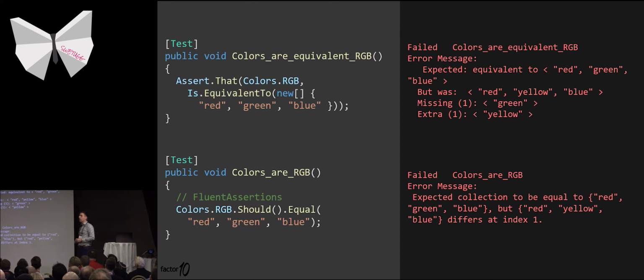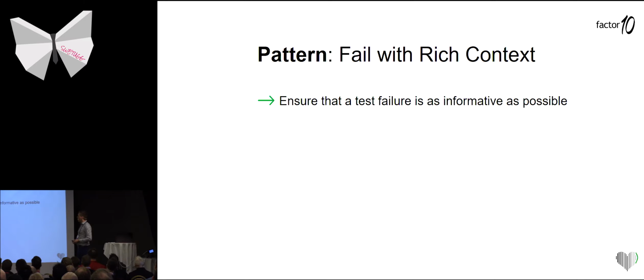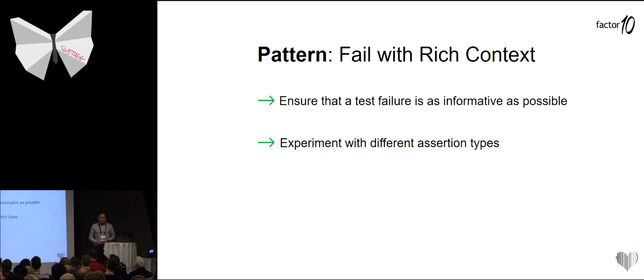So by just experimenting a bit and trying out different options here, I get, in my opinion, a much more useful test failure. Fail with rich context is how I think about this. We want our test failure to be as informative as possible. Quite often when I see a test failure, I ask the question, well, what about the things around it? In which context does this failure exist? And I want my tests to answer that. To do that, I need to experiment with different ways of writing the test case and possibly different types of assertion.